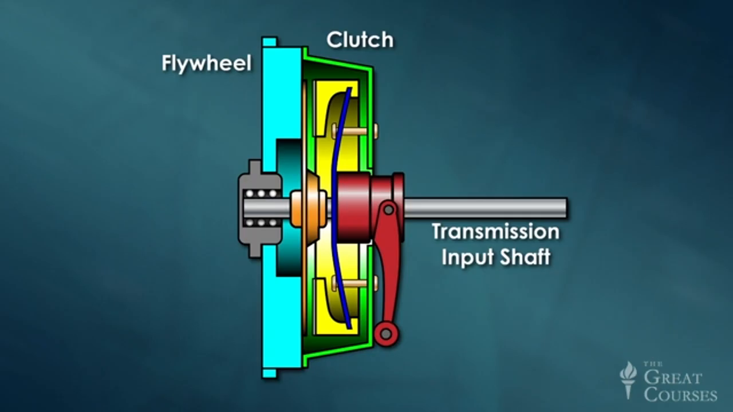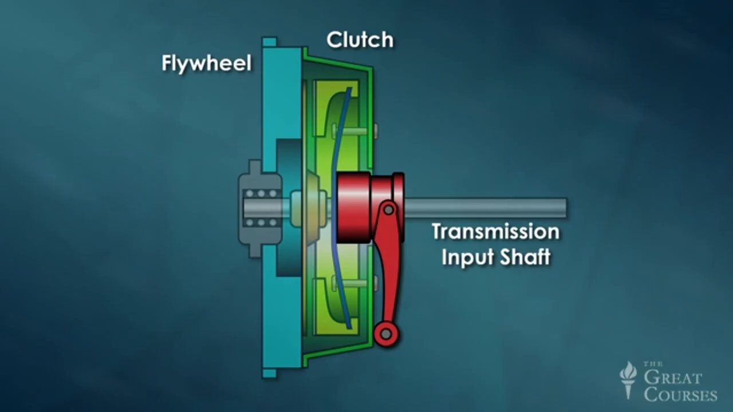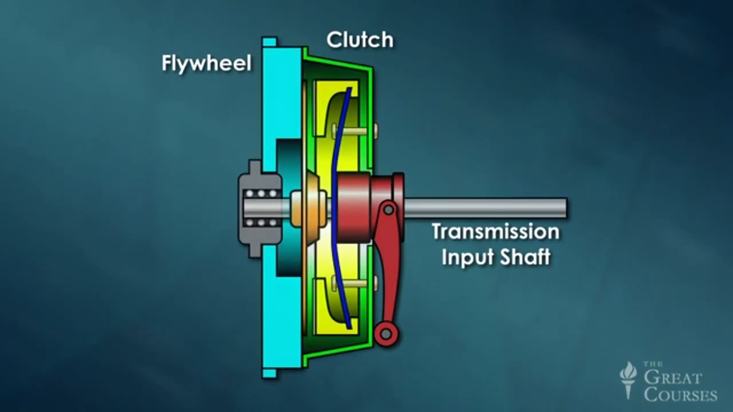When the driver depresses the clutch pedal, a cable or a hydraulic piston forces this bearing inward. The bearing bends the spring like this, causing the clutch plate to pull away from the flywheel. As a result, the clutch is disengaged and no power transmission can occur.